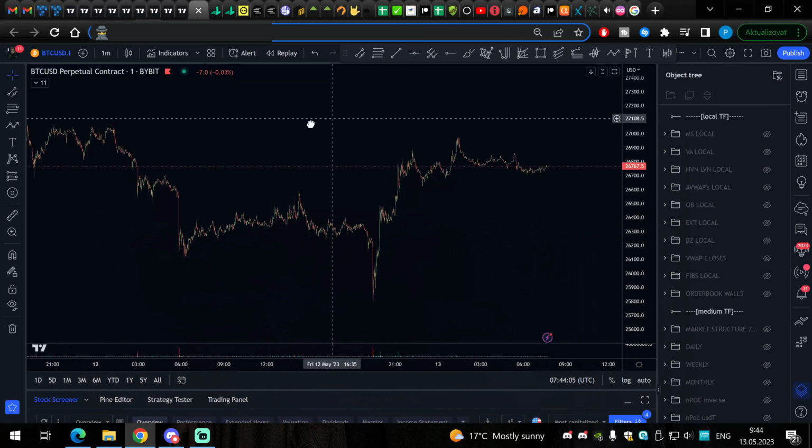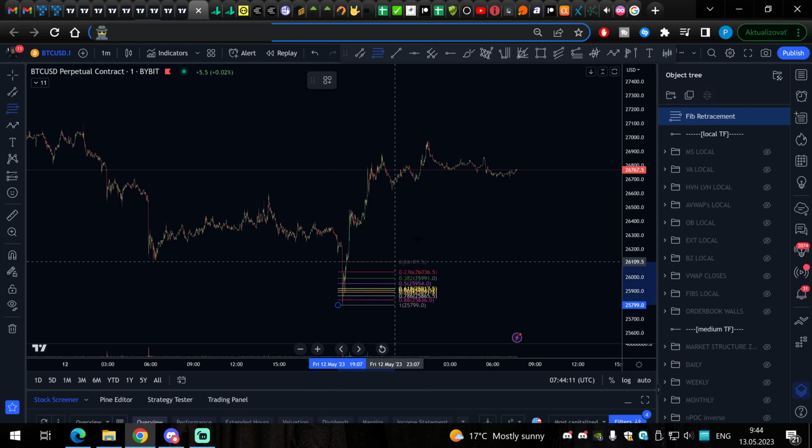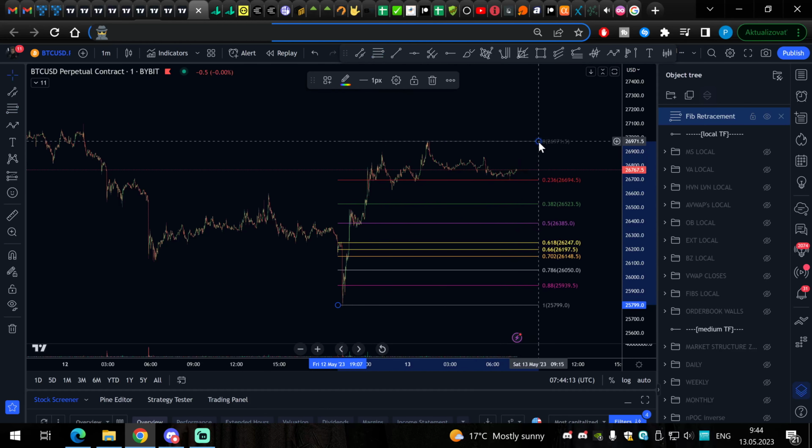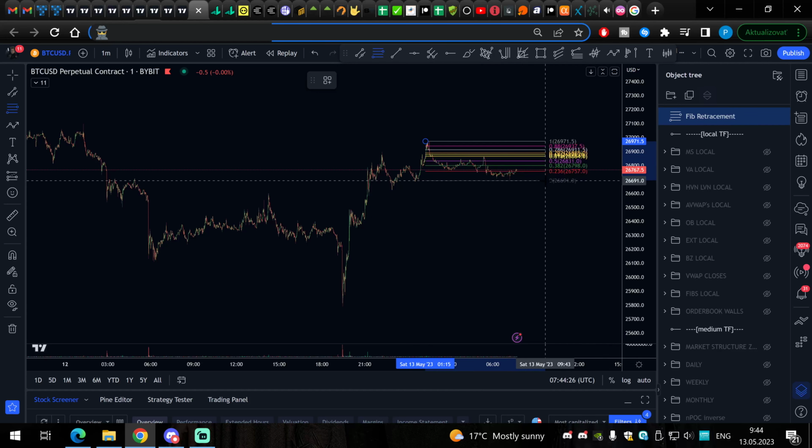Let me show you Fibonacci, the levels. So we always pull Fibonacci from left to right. This is for the uptrend, so you are pulling Fibonacci from the low to high, and for the downtrend, again, you are pulling from left to right, but just from the high to the lows.